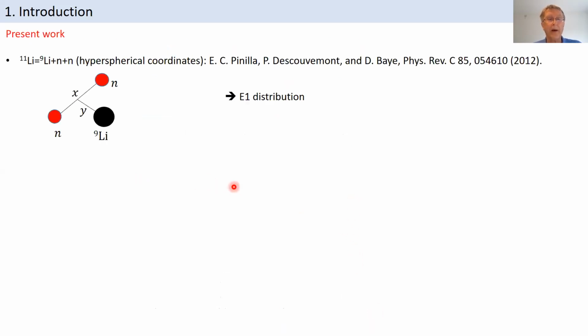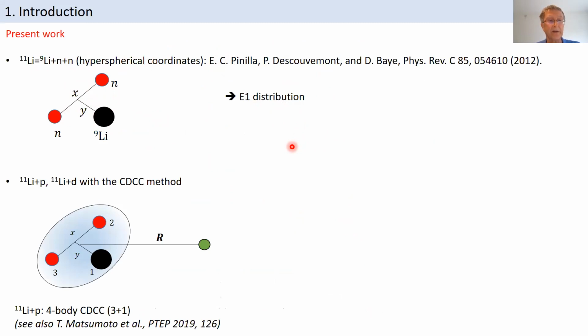Okay, so my work is divided in, well, let's say 3 parts. One is about spectroscopy of lithium 11. In fact, most of that part was done in that paper by Edna Pinilla, which was published a few years ago. But what I've extended here is the E1 distribution. And I've looked at this possibility of isoscalar transition.